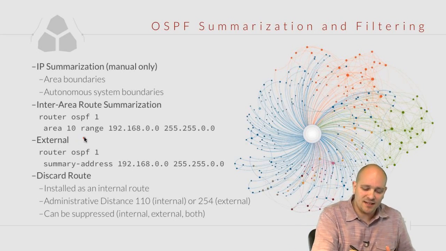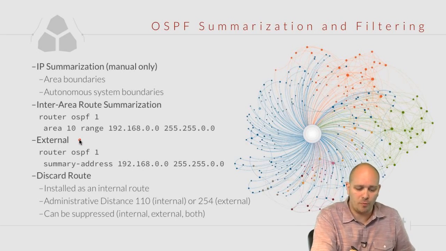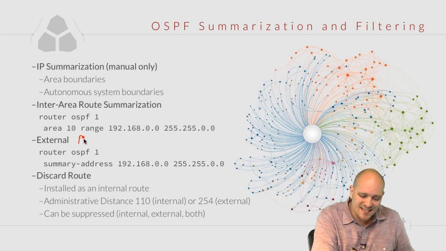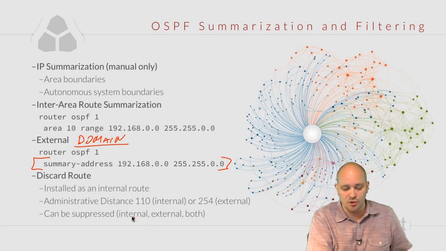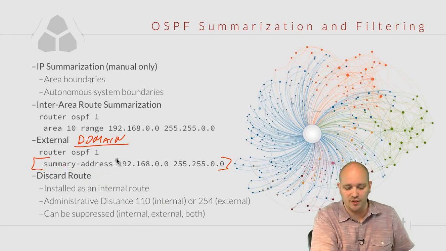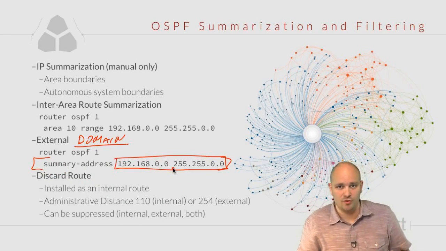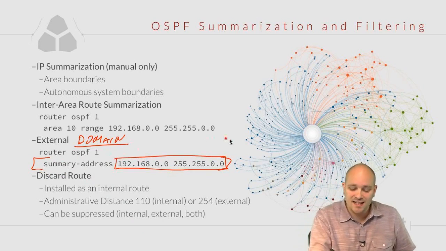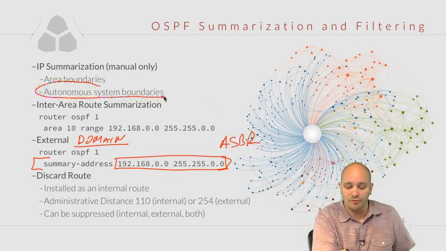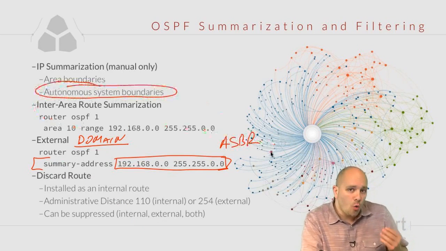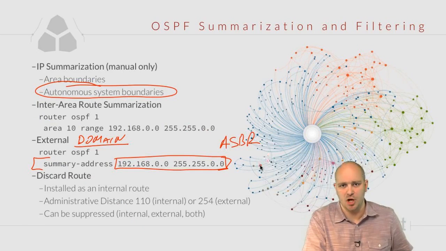And given that the flooding scope of type 5 LSA is the entire domain, this means that this summarization, the summarization of the external routes, and the syntax there is summary address and then simply a summary. Please note the lack of any area identifiers here. This can be only done on the ASBRs. So for external routes, we can perform the summarization only at the ASBRs.